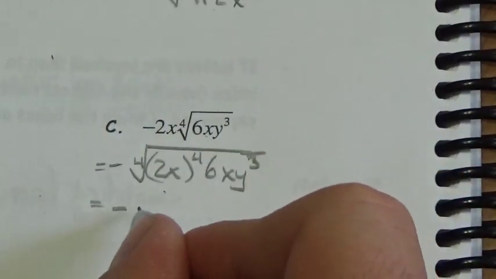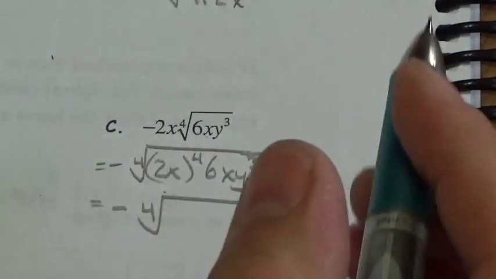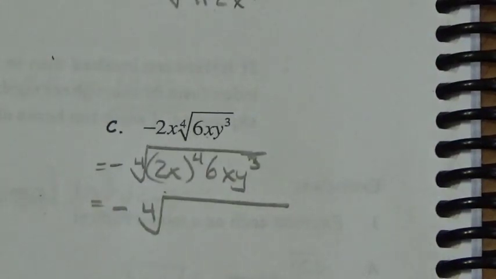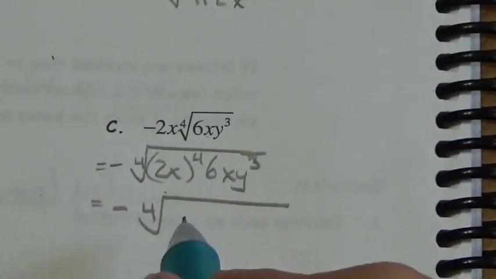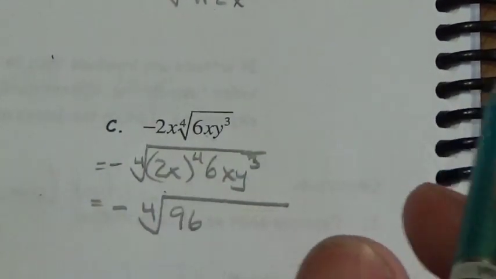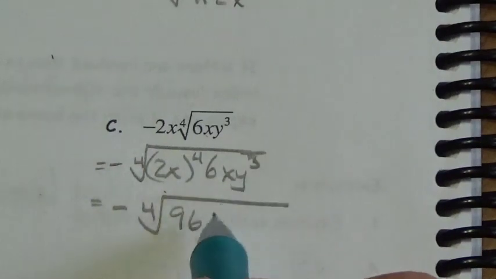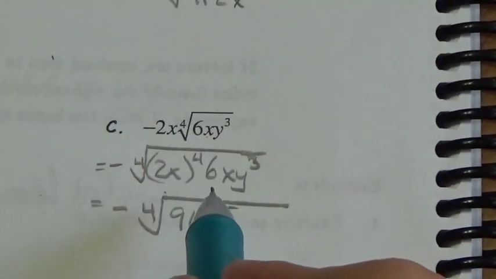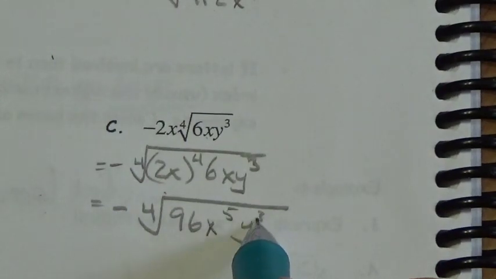So this will be the negative 4th root of, well, 2 to the 4th is going to be 16 times 6. It's going to give us 96. x to the 4th multiplied by x will give us x to the 5th. And then I didn't bring in any new y's, so this is simply going to stay as y cubed.